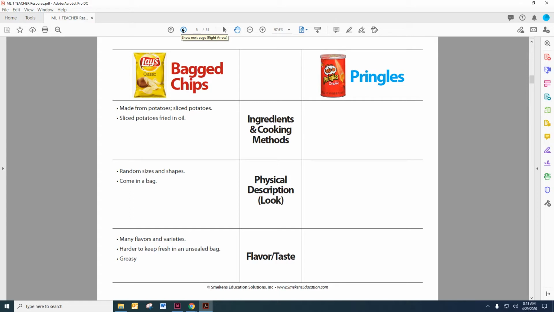They come in different flavors. And they're kind of greasy on your hands, right? And it's hard to keep them fresh because unless you roll the bag tight, a lot of air gets in there. Okay, so that was text and topic A.